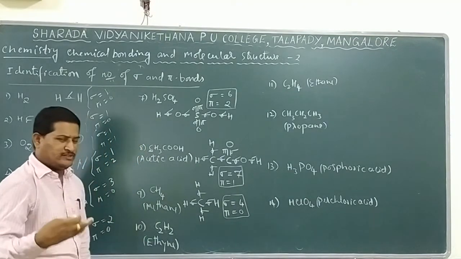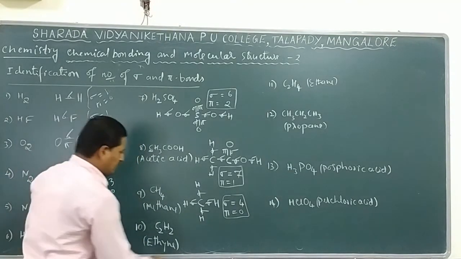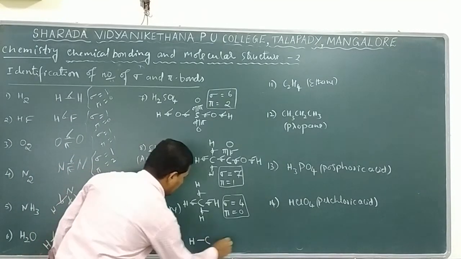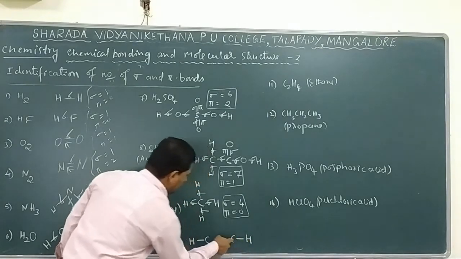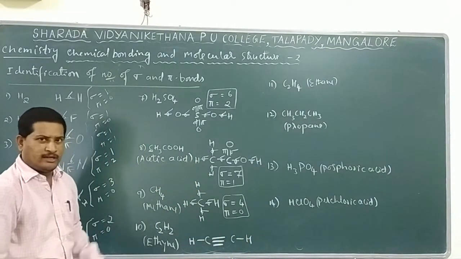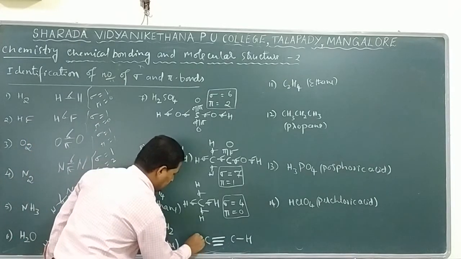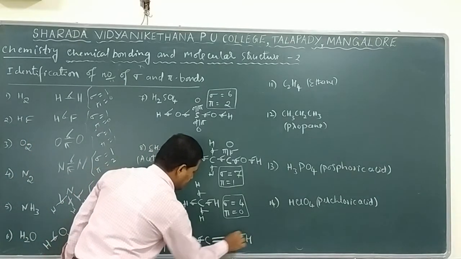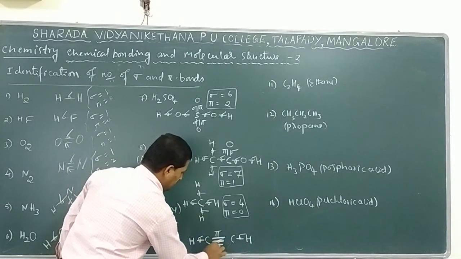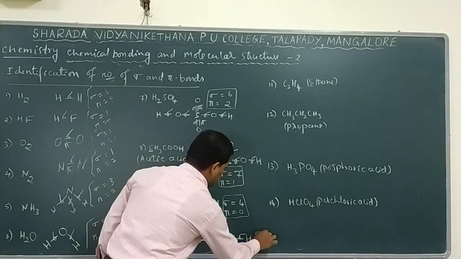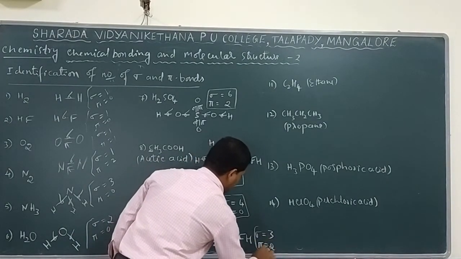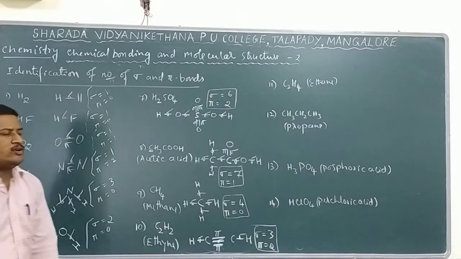I think you may have studied that structure. If you write the complete structure of ethyne, there is a carbon, here one hydrogen, there is a carbon, here one hydrogen, but between the carbons there are 3 bonds. So the total number of sigma bonds: 1 sigma, second sigma, and here one more sigma is there. But the remaining 2 are pi bonds. So the total number of sigma bonds is going to be 3, but pi bonds are going to be 2. So these are the numbers of sigma and pi bonds.